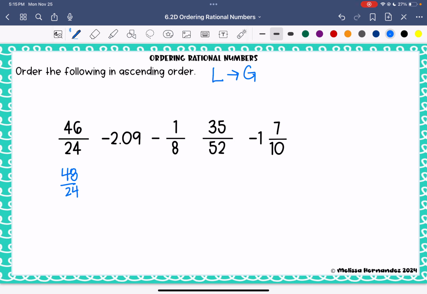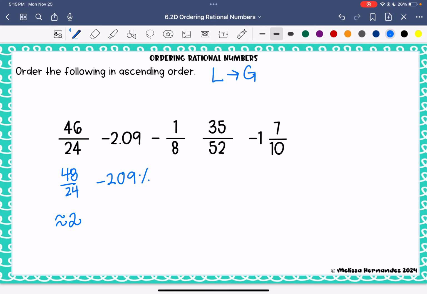This isn't 48, it's 46. However, it's pretty close, so we'll say it's about 2. And I'm not finding the exact because it's not asking me to convert or find an equivalent fraction, equivalent decimal. All it's saying is put it in order. So the next one, it's negative. I'm going to convert that to a percent.